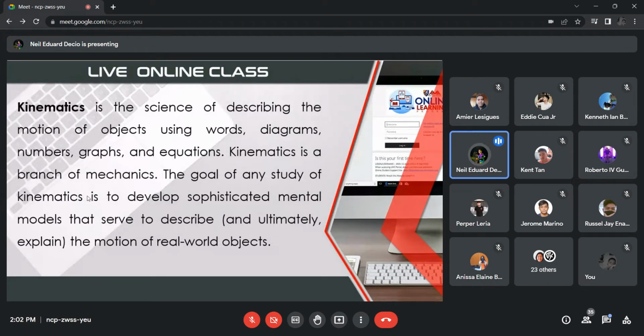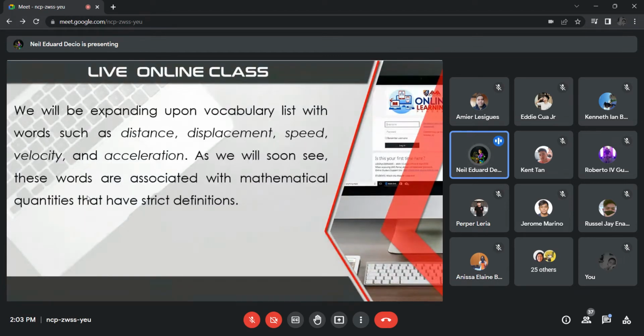So the motion of objects can be described by words. Even a person without a background in physics has a collection of words that can be used to describe moving objects. For instance, we can say that something is going fast, something has stopped, something is slowing down, speeding up, and so on. Okay, but in kinematics, now we'll be describing, parang measurement lang din to, no, but then we are now gonna describe the motion of an object using quantities and of course with directions.